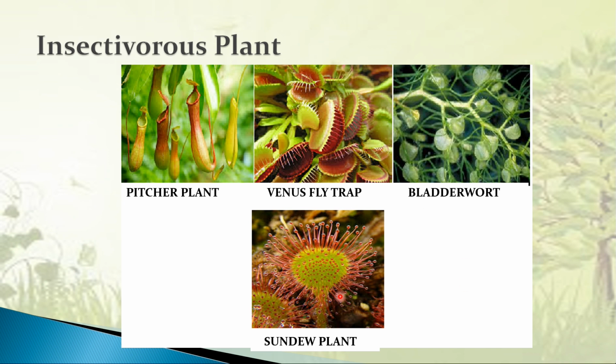Leaves secrete a gluey mucilage and have trichomes. These are called trichomes. When any insect sits on it, the insect is stuck with its colorful tip, and in this way the sundew plant digests the insect.